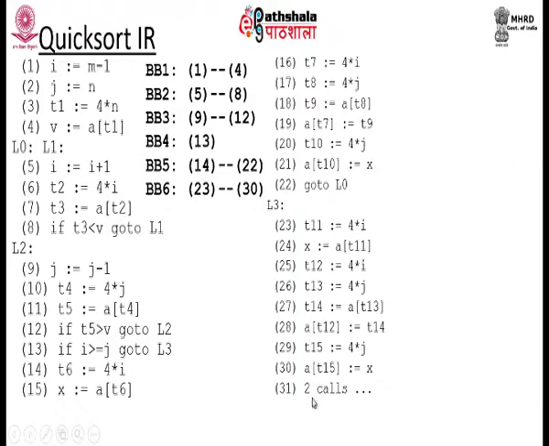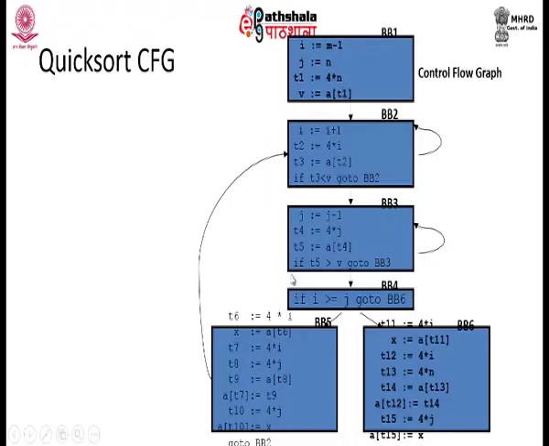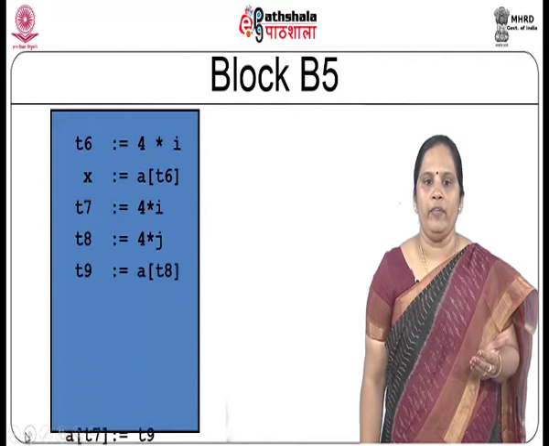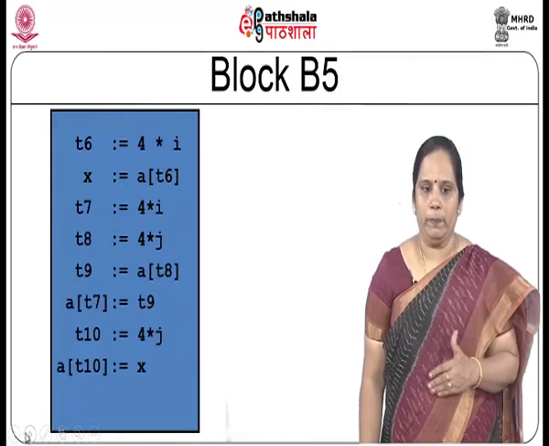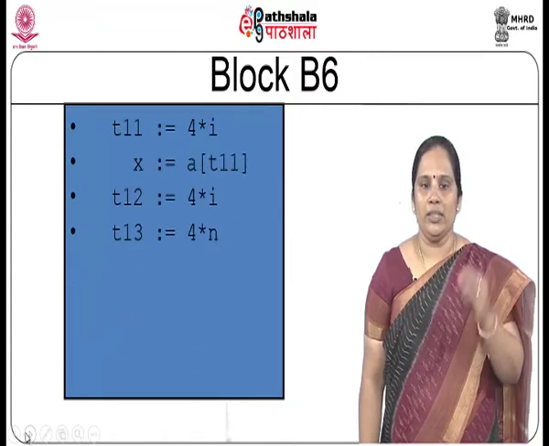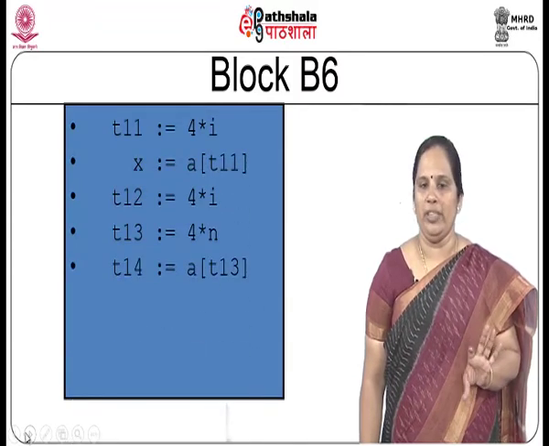These 2 calls here are the recursive calls to quicksort, which we will not discuss in the recursive algorithm. Our aim is to just look at this control flow for the discussion of the optimization techniques. This is what we have here. For convenience, I have split the basic blocks, and the expanded versions of B5 and B6 are here. This is where we are going to start on optimization.